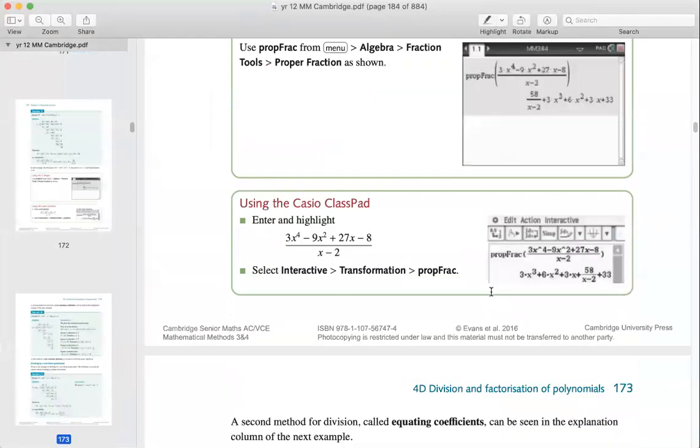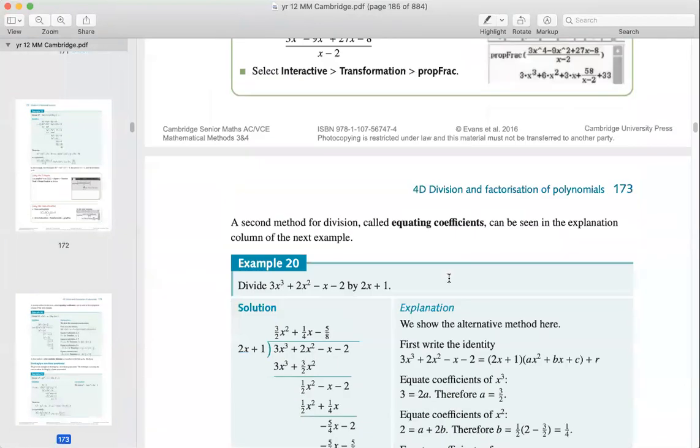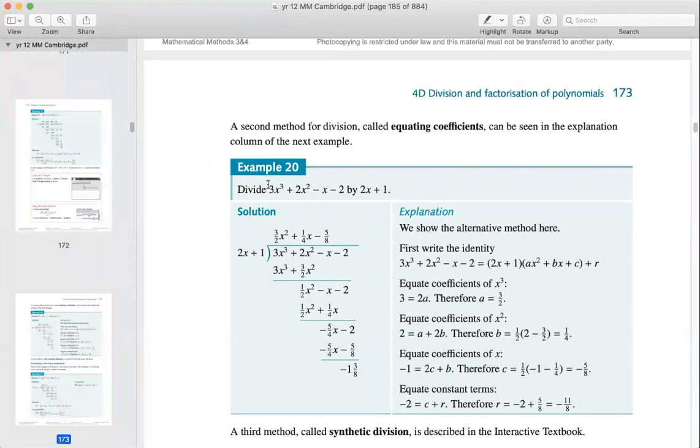For this one, you need to know how to use the CAS to help you do the fractions. This is highly recommended in exam 2, and you can use it to do the proper fractions. This next one is a bit tricky because you have to deal with fractions, but essentially the method is the same, and just be careful about the coefficients.